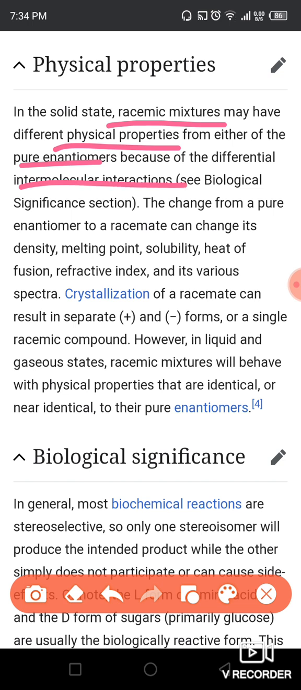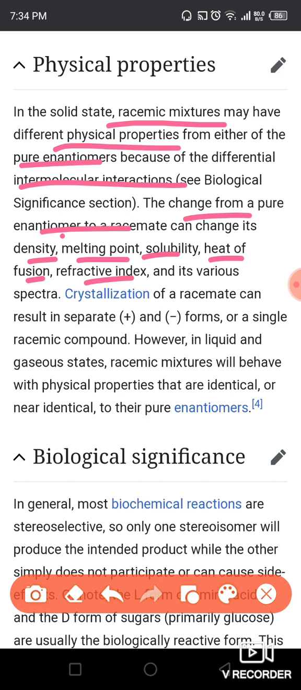So they are saying that your racemic mixture can have different physical properties. You cannot say that they have the same physical properties, because you know very well a racemic mixture is made from two different optically active compounds which have different rotation in the specific light. So therefore they cannot have the same physical properties. Okay, the change from the pure enantiomer into the racemate is the change of its density, its melting point, solubility, its heat of fusion, its refractive index. All of these properties change.